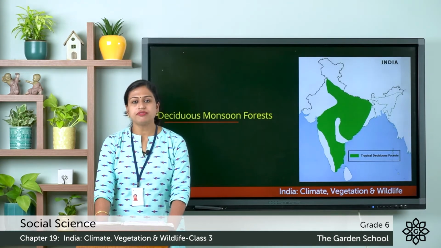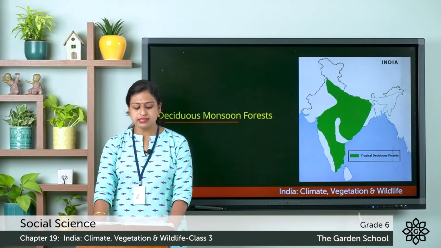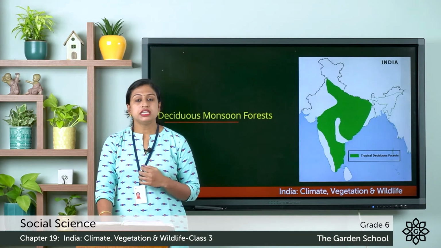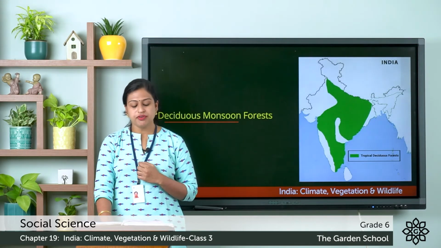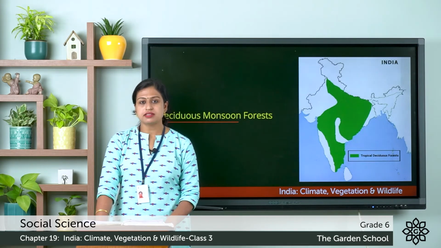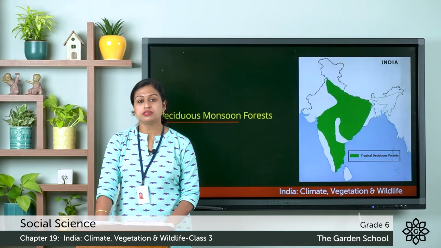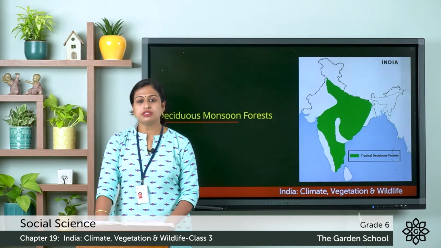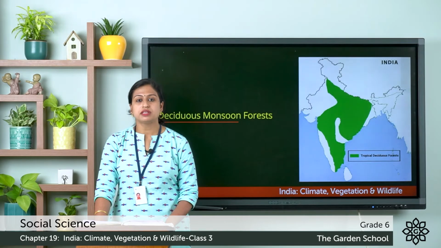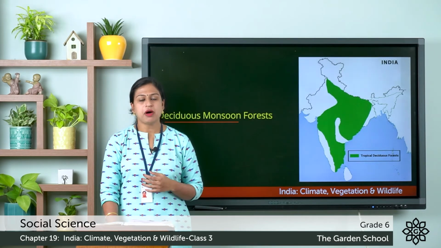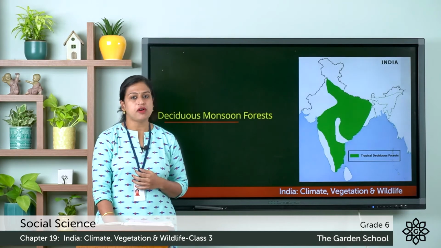An example of trees found in these forests are teak, sal, shisham, mahua and sandalwood. Here, teak wood is used for making furniture and boats, whereas sal is used for constructing frames of doors and windows. And shisham trees are used for making furniture, musical instruments and decorative boxes. So, this was about deciduous monsoon forest.